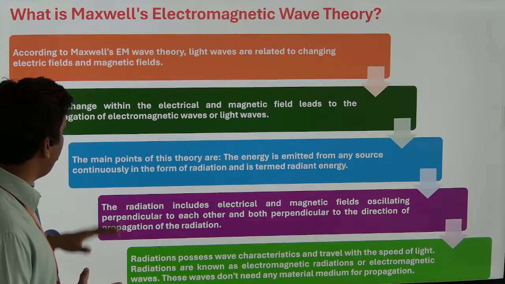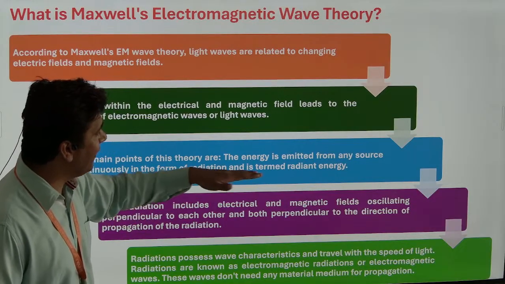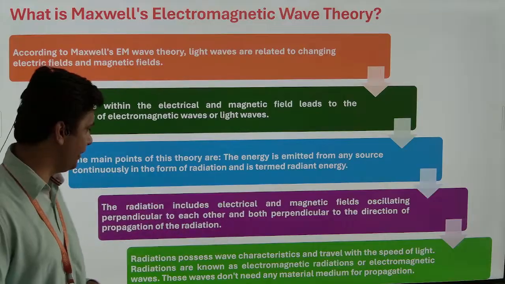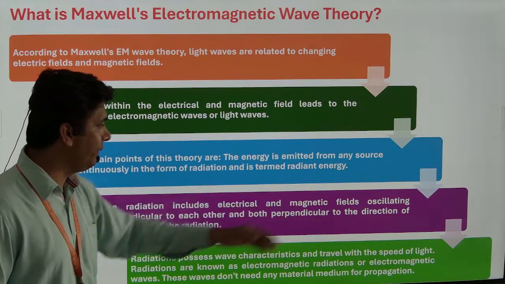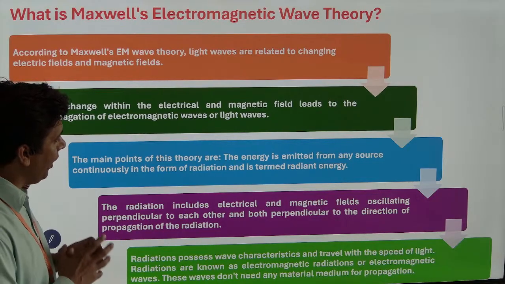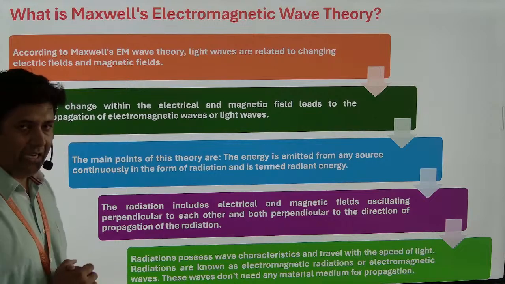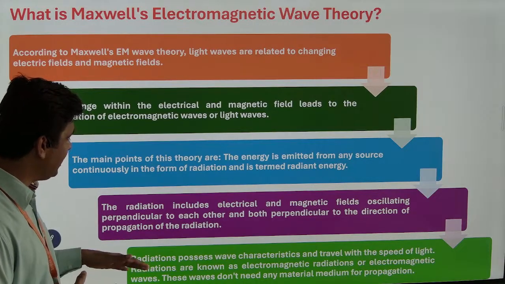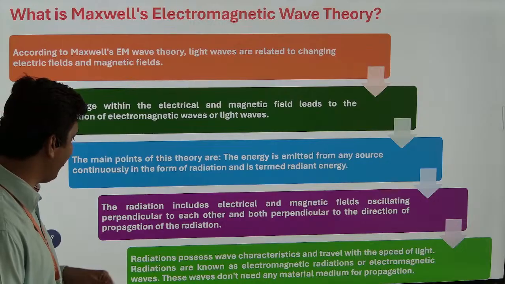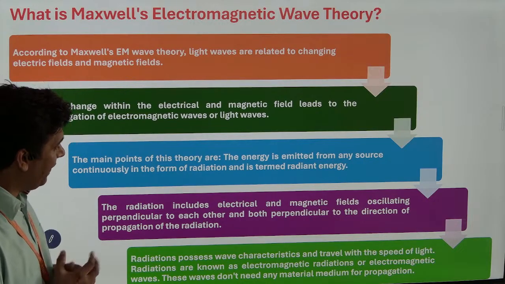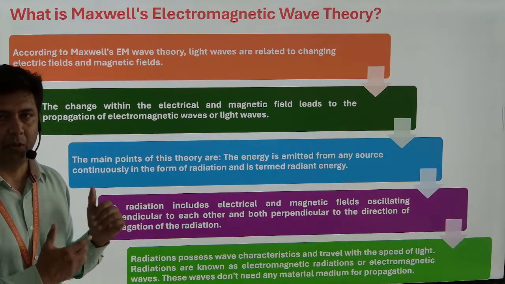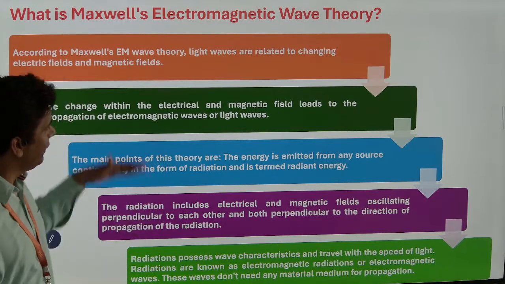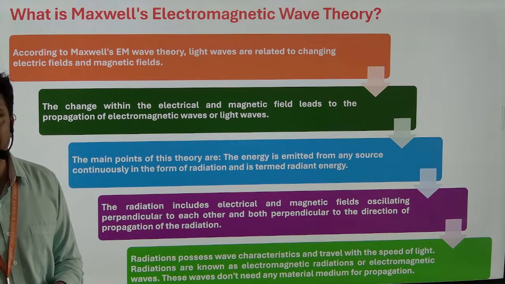The main points of this theory are: the energy is emitted from any source continuously in the form of radiation and is termed radiant energy. The radiation includes electric and magnetic fields oscillating perpendicular to each other and both perpendicular to the direction of propagation of the radiation. So radiation possesses wave characteristics and travels with the speed of light, where radiations are known as electromagnetic radiations or electromagnetic waves, and these waves don't need any material medium for propagation. As we know, an electromagnetic wave can travel through vacuum also. It doesn't require any medium.